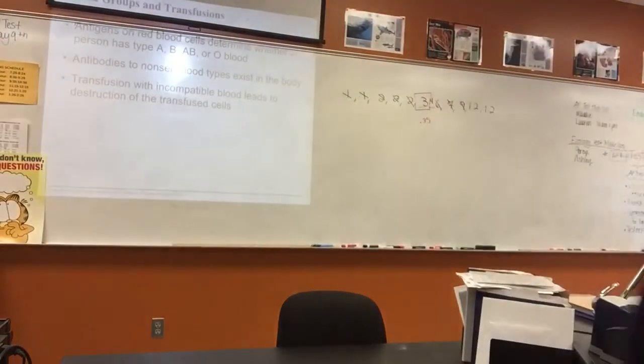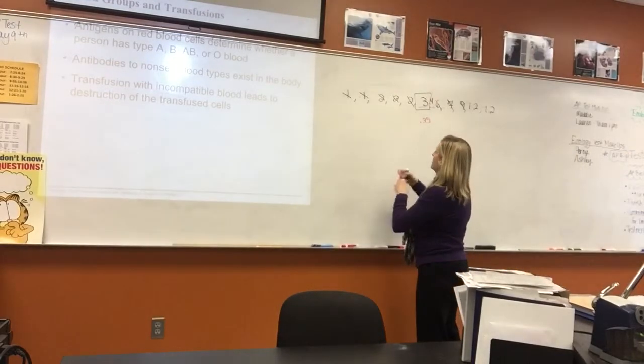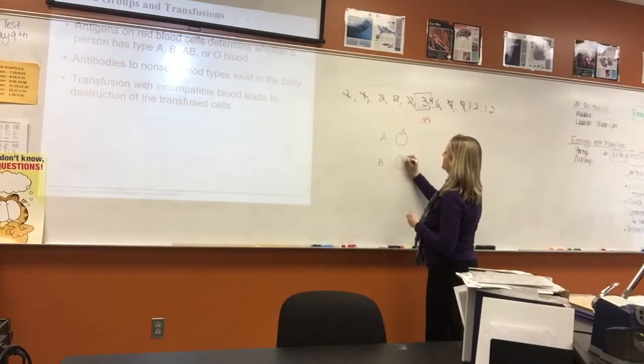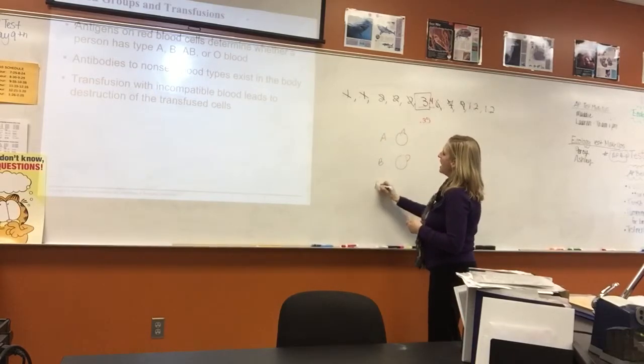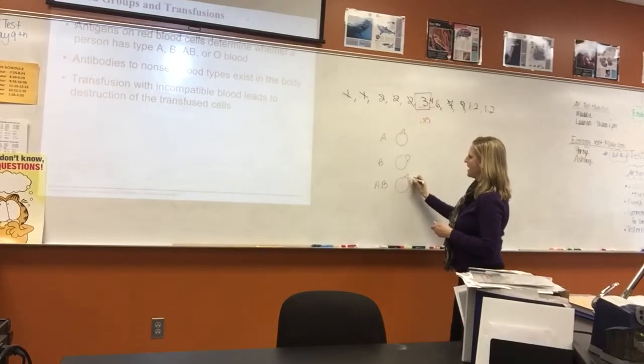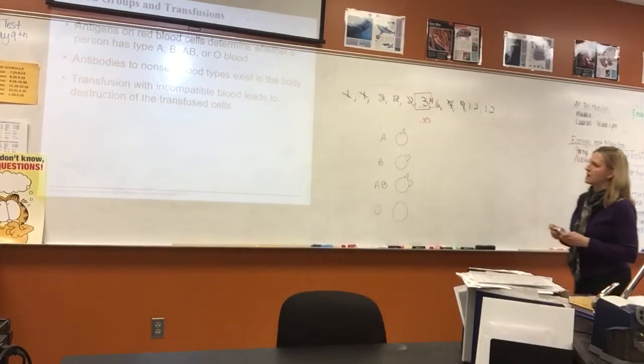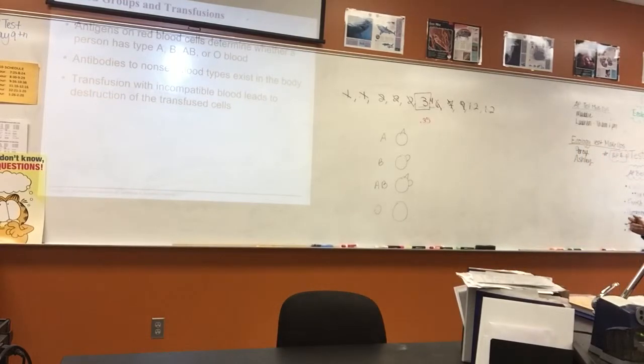So it's a totally different gene. And so remember that, real quickly here, A blood has the A antigen, B blood has the B antigen, AB has the A and the B antigen, and O blood does not have either, neither A nor B.